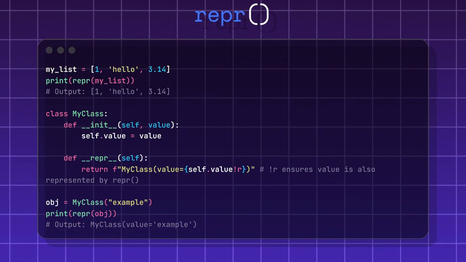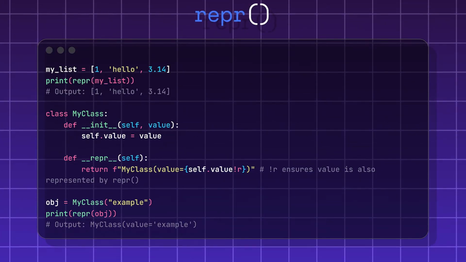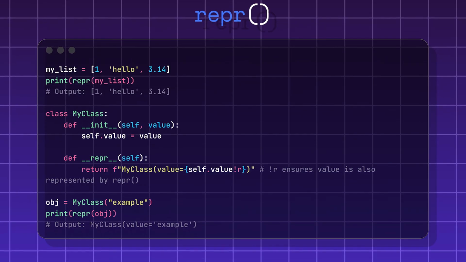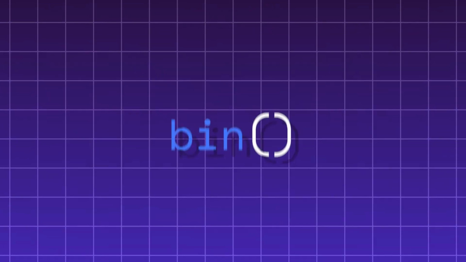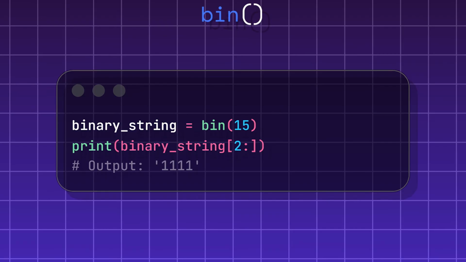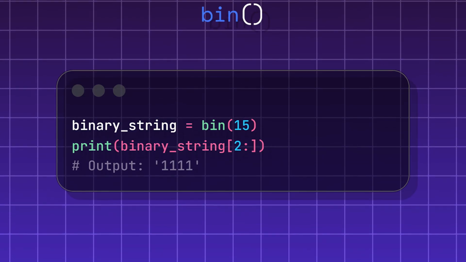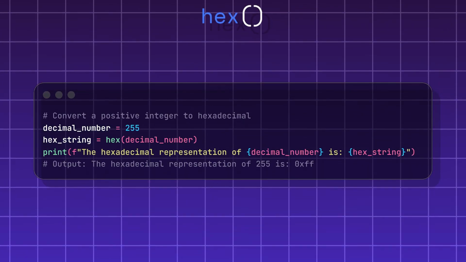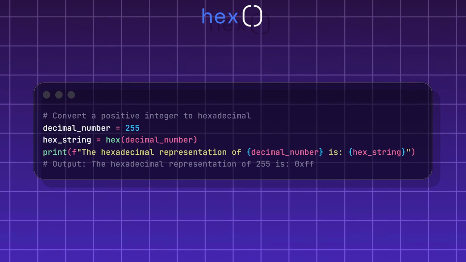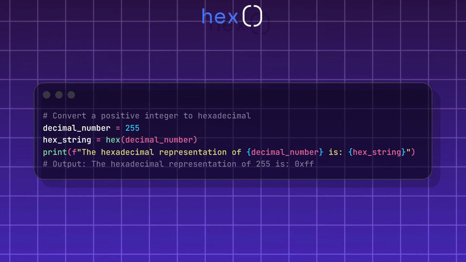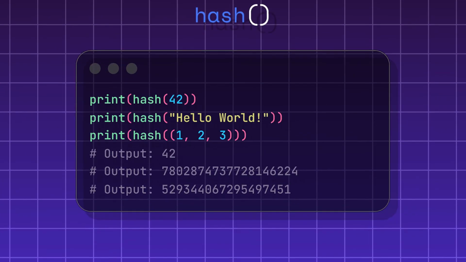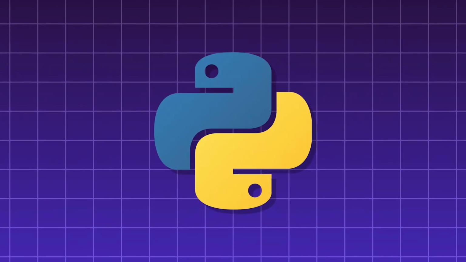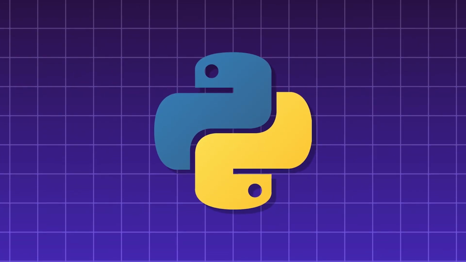Repr, unlike str, which gives a human-readable representation, gives more technical info, such as memory addresses. Bin converts to binary, a base-2 counting system of ones and zeros. Oct converts to octal, which is a base-8 counting system. Hex converts to hexadecimal, which is a base-16 counting system that ranges from 0 to 9, and A to F. Hash gets the hash value of an object. Knowing the ins and outs of Python is essential for becoming a good programmer.